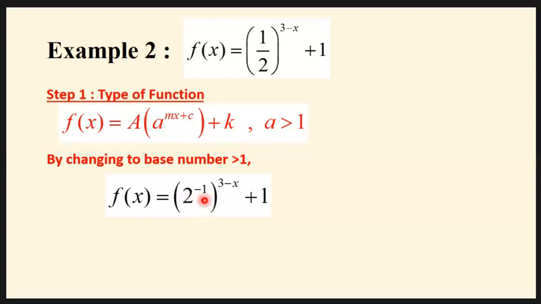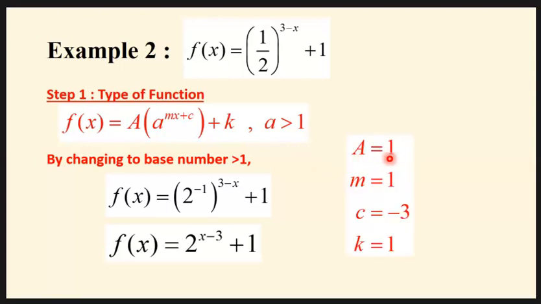And further, when we expand the power, we have the result f(x) equals 2 to the power of x minus 3, plus 1. In this form that we have changed, it fulfills the formation that we need, where we can see that the capital A equals 1, which is the coefficient on the exponent term. The m equals 1, which is the coefficient of x. C is minus 3. K equals 1, the constant k.